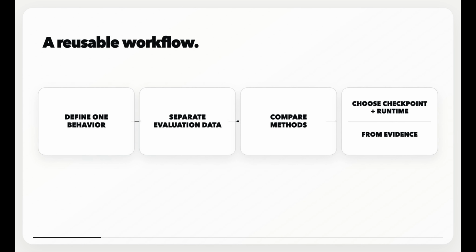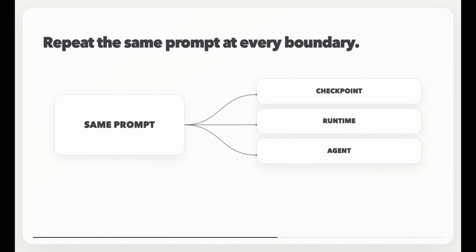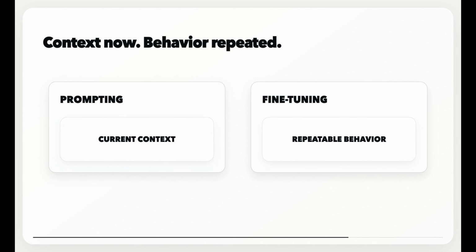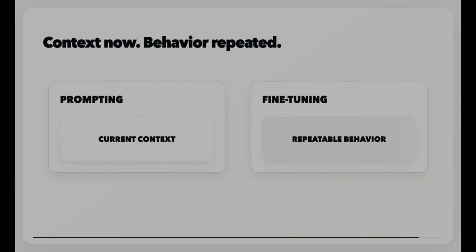The reusable workflow is to define one behavior, keep evaluation data separate, compare the available methods, choose each checkpoint and runtime from evidence, and repeat the same prompt at every serving boundary. Prompting changes the current context. Fine-tuning makes the behavior repeatable.